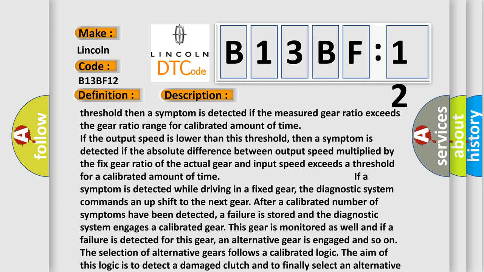This diagnostic error occurs most often in these cases. Circuit short to battery. This subtype is used for failures where the control module measures vehicle system battery positive potential for greater than a specified time period or when some other value is expected.